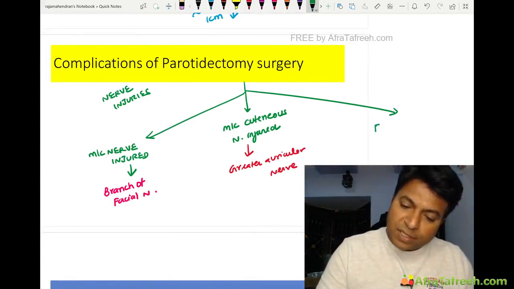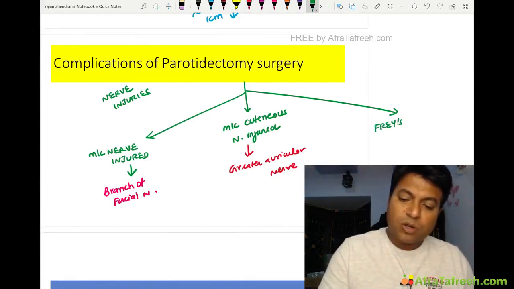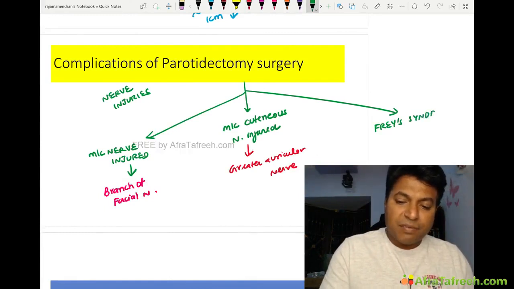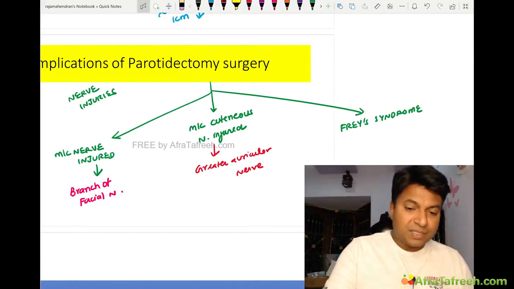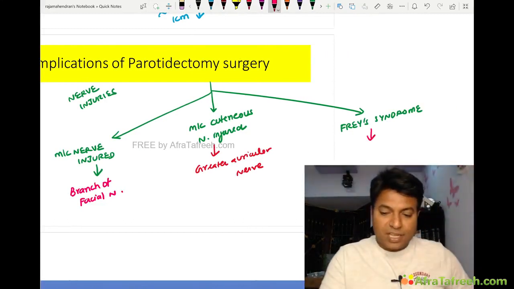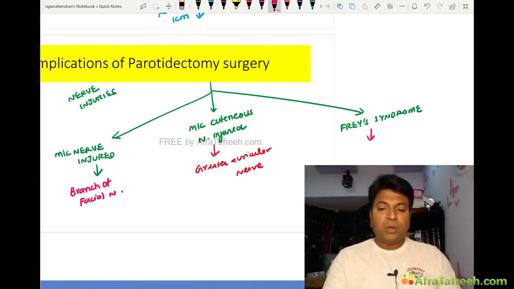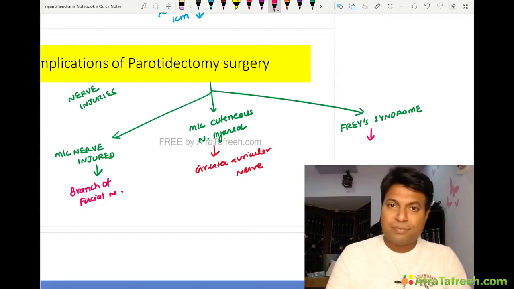What is this Frey syndrome? Please remember, Frey syndrome is not a common condition. It is a very, very rare condition. It's not so commonly seen after parotidectomy surgery. It's a very rare complication. I have not seen a Frey syndrome so far. We have done more than 25 to 30 parotidectomies, but I have not seen a Frey syndrome so far.